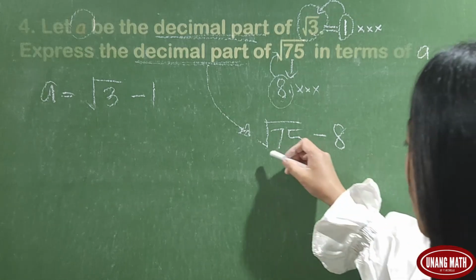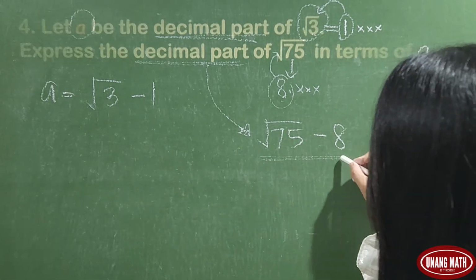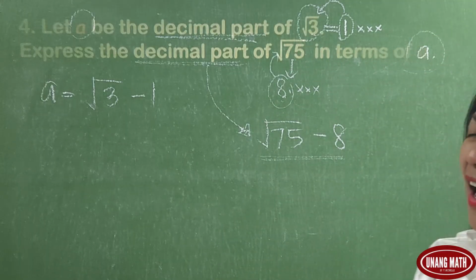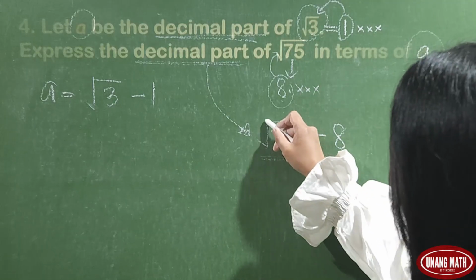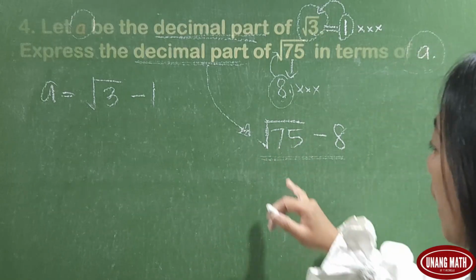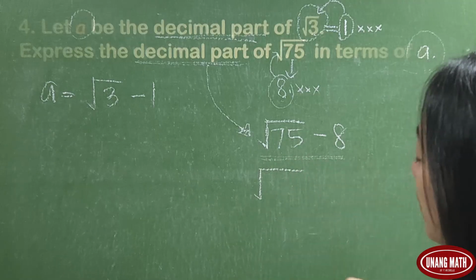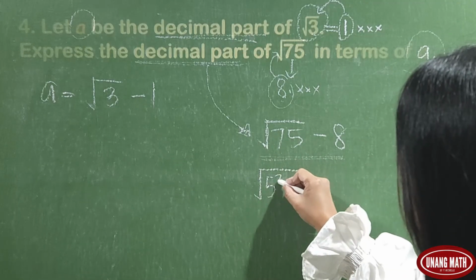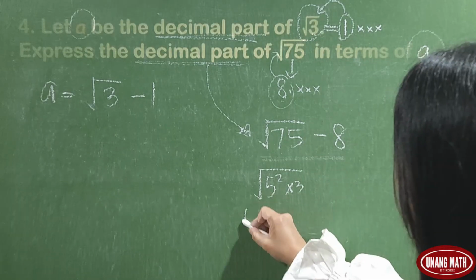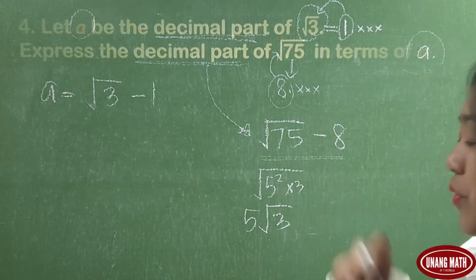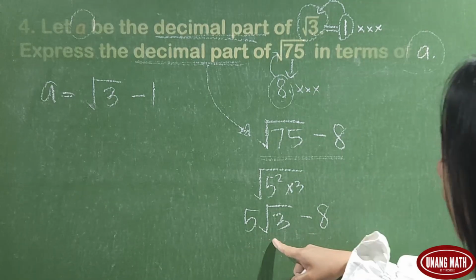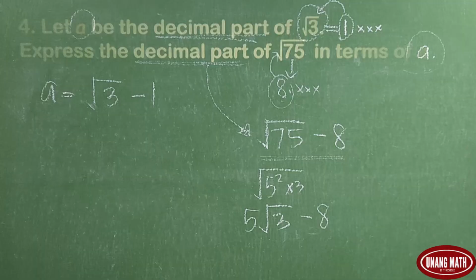Okay, we are going to express this decimal part of square root of 75 in terms of A. Before we can do that, since this is square root of 75, we have to simplify this first. Square root of 75 can be written as square root of 5 squared times 3. So it means this is 5 square root of 3, minus 8. So this is the simplified expression for square root of 75 minus 8.